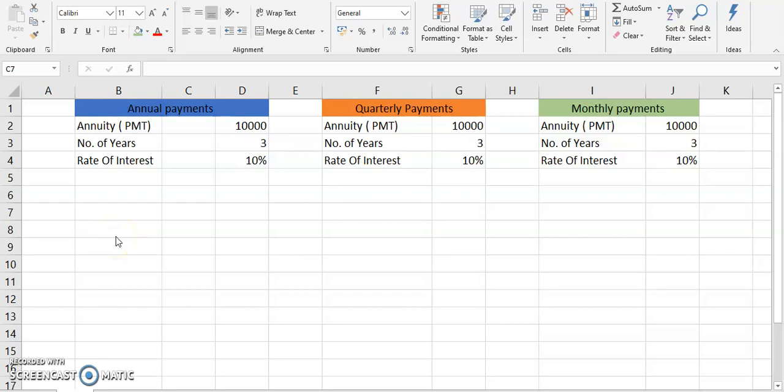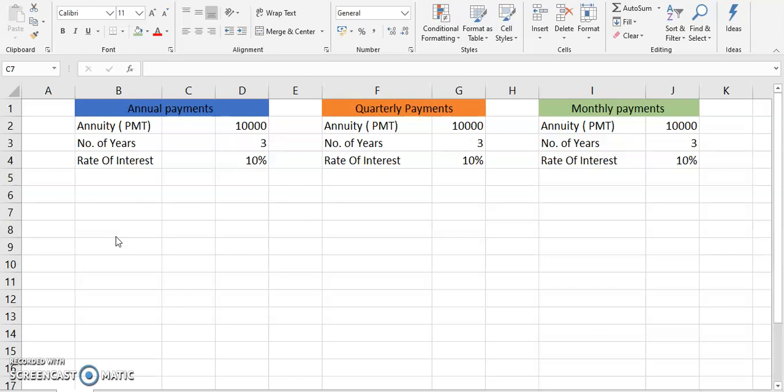In my previous video, I discussed how to calculate future value of annuity. In this video, I'm going to show you how to calculate future value in Excel. Annuity is a series of payments made at equal intervals. Equal intervals could be yearly, quarterly, semi-annually, or even monthly.